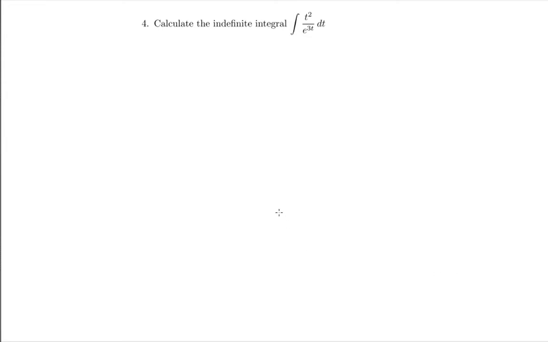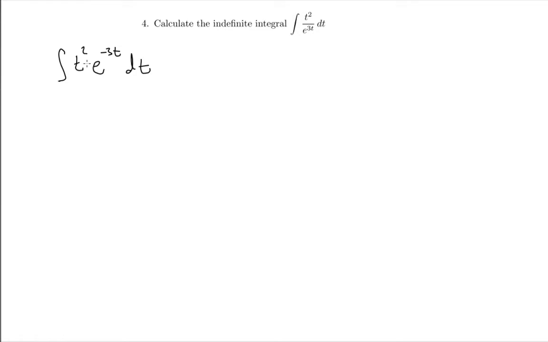Let's calculate the indefinite integral of t squared e to the 3t dt. First thing I'm going to do is write this as t squared e to the negative 3t dt. Now I have an integral of two functions multiplying each other, which is a hint that we should use integration by parts.